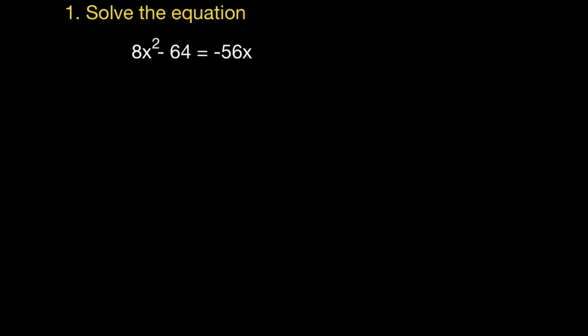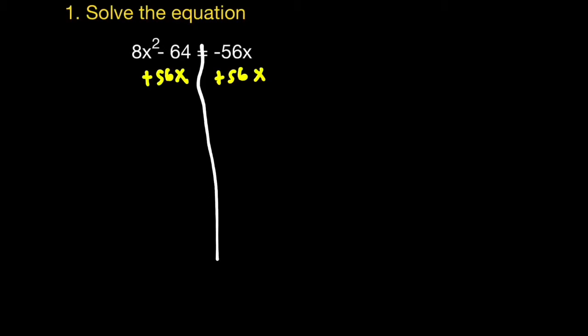Solve the equation. I'm going to try and solve this by factoring, so I have to move all of the terms to one side and have 0 on the other. I'll begin by drawing a border to distinguish the left-hand side from the right-hand side. And now I'm going to move this negative 56x to the other side by adding 56x to both sides of the equation.